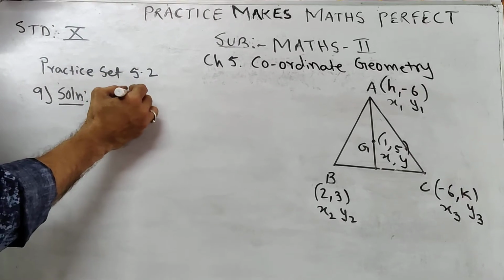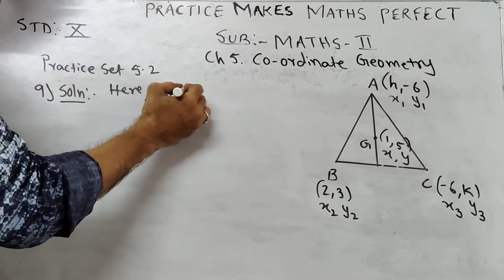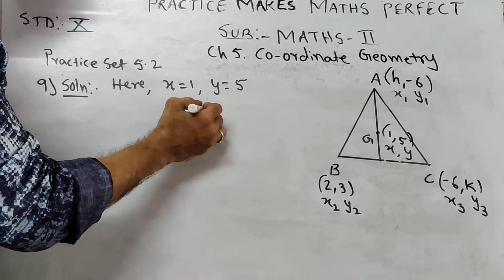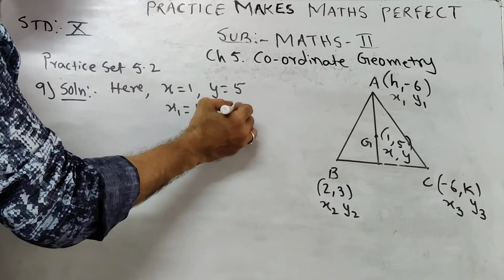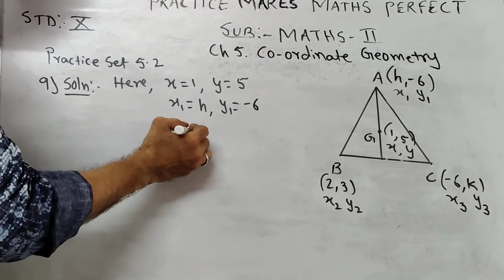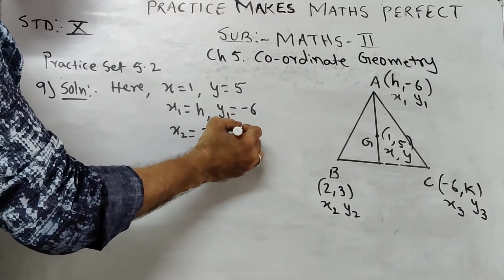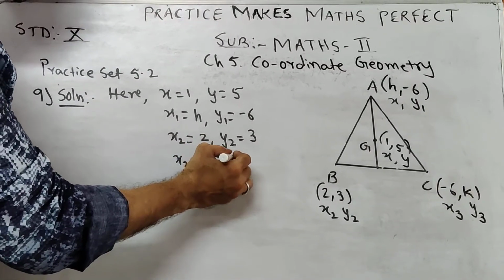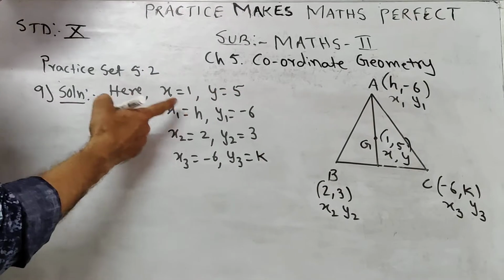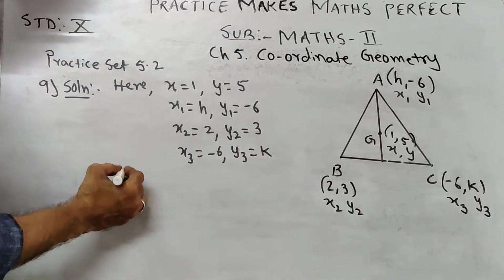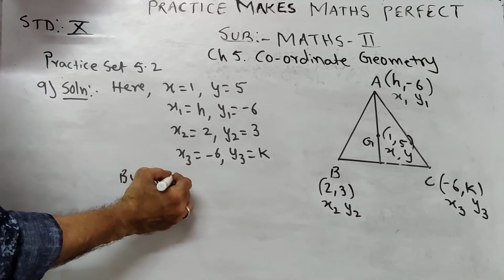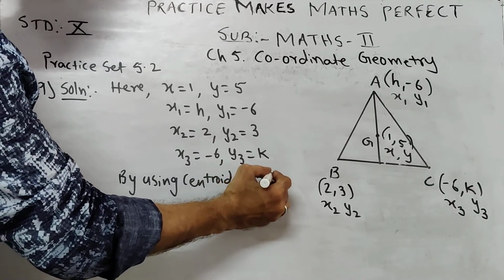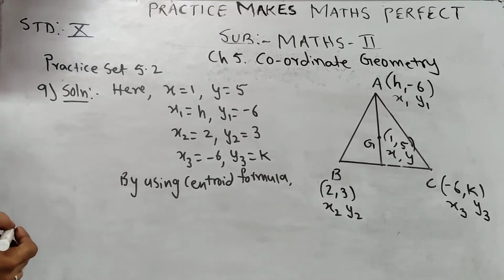So here x is equal to 1, y is equal to 5, x1 is equal to h and y1 is equal to minus 6, x2 is equal to 2, y2 is equal to 3, x3 is equal to minus 6 and y3 is equal to k. You have to find out h and k by using the centroid formula.